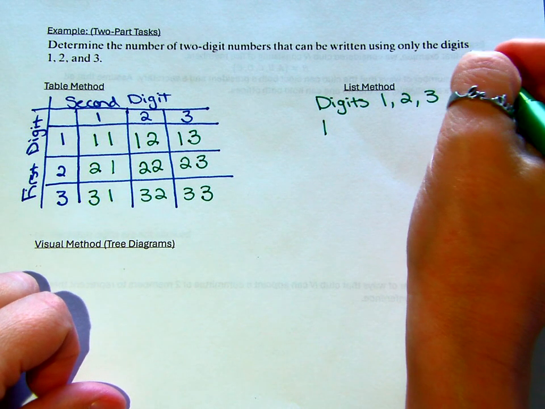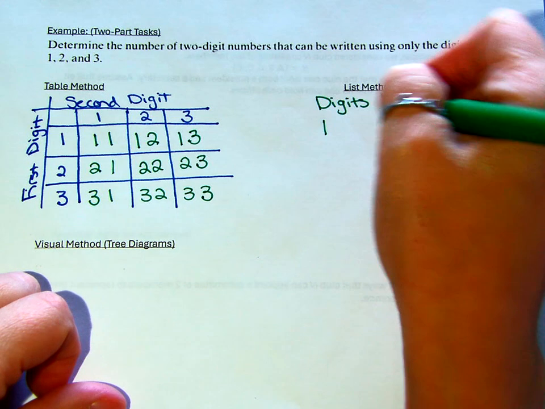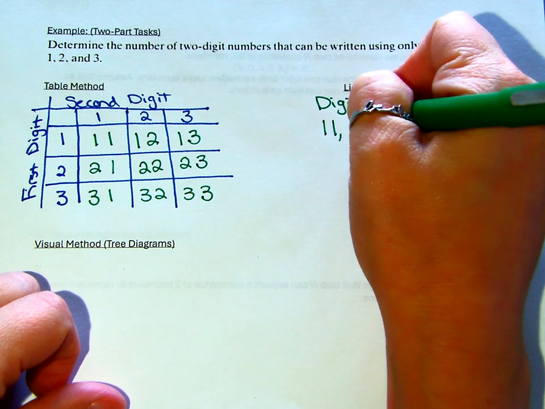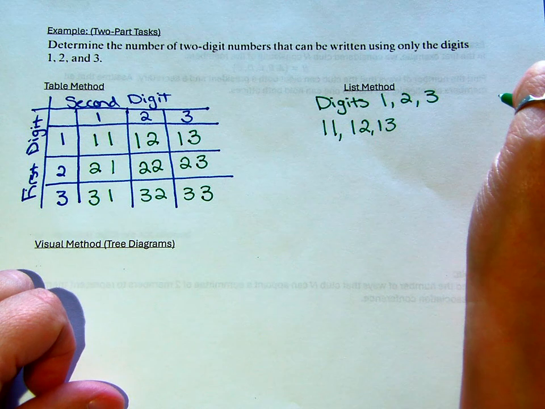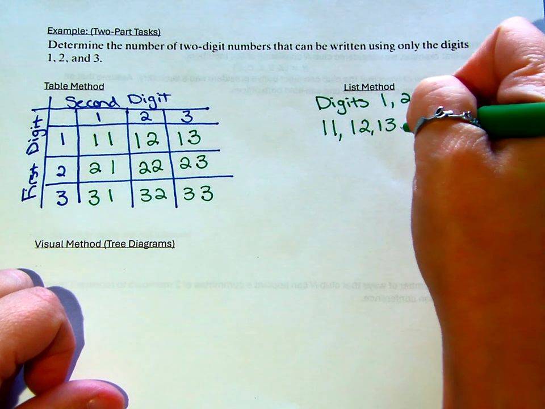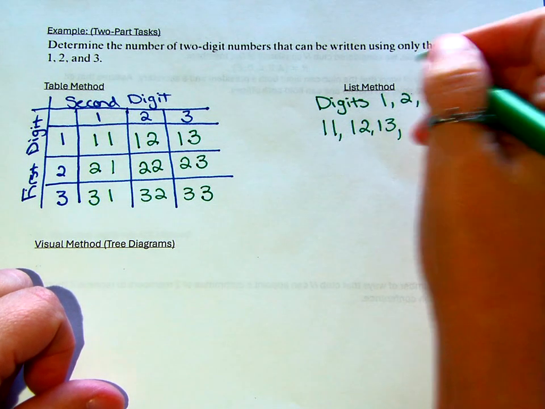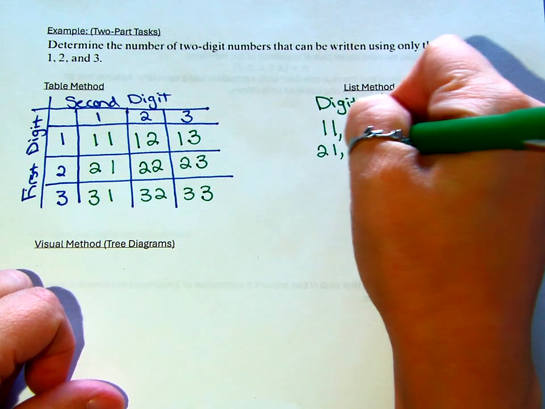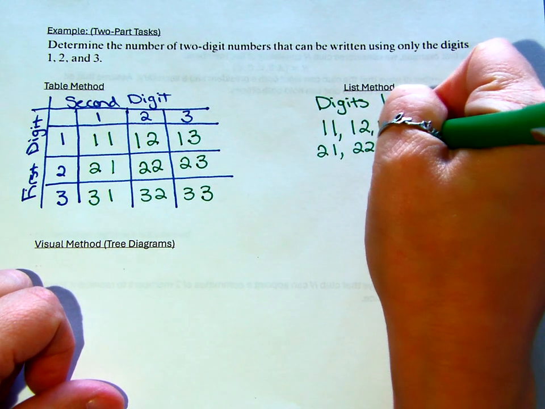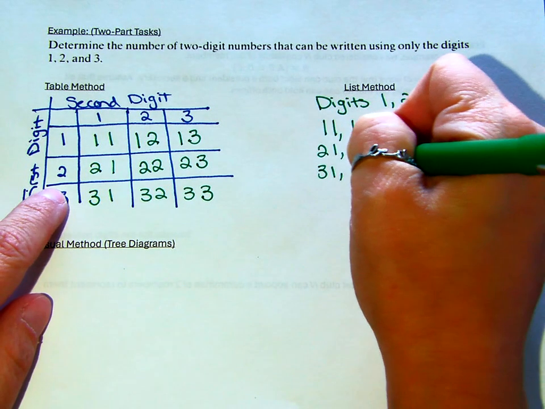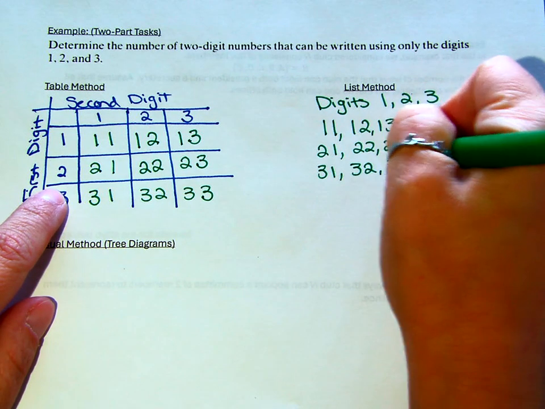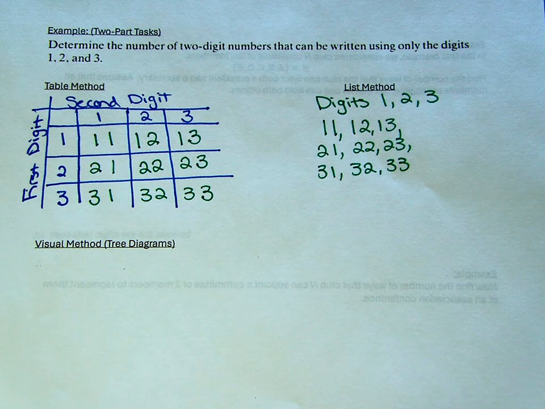I'm going to do every possibility that I can with that number first, and then I'll move on to a different starting number. So 1 can go with 1. 1 can go with 2. 1 can go with 3. There's no other numbers for me to pair 1 with, so I would be done with 1 in the first position. Then I would go to 2, and I would do 2 with everything. Notice I'm getting the same numbers, and even with the way that I'm organizing it, I'm really doing the table method. So it's really your choice.